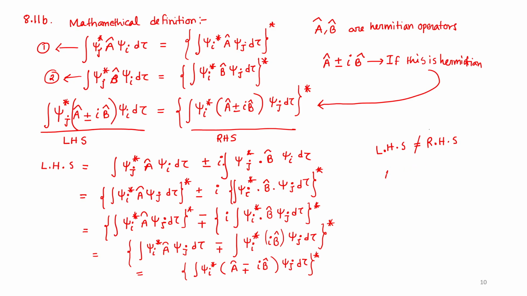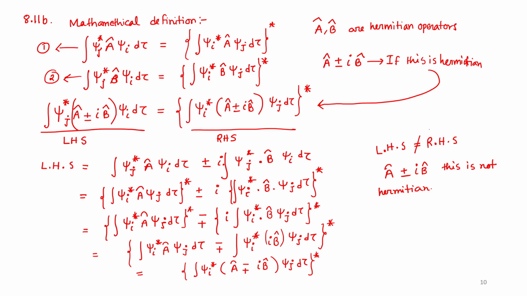So for our linear combinations A plus iB and A minus iB: for A plus iB, we are going to get A minus iB inside. And for this combination A minus iB, we are going to get A plus iB inside, right? So this is not Hermitian. Okay, so this is a lengthier way to do it.